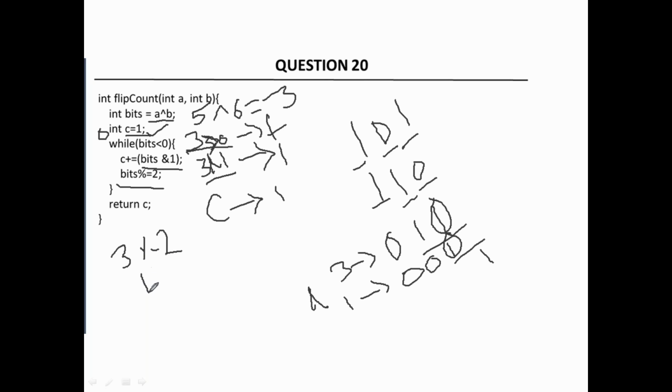3 modulus division of 2, you'll get 1. Now 1 is less than 0... and so you will get 2 here. Okay. 1 greater than 0, right? So 1 greater than 0 gives you true now. So what happens now? Bits value is 1. 1 ampersand 1 means you will get true, you will get 1, so that count value 1 will be added.